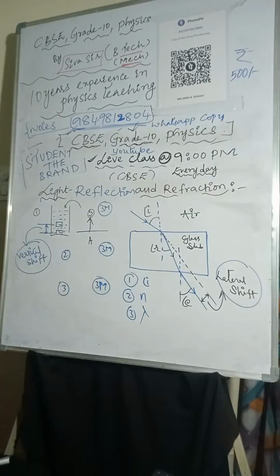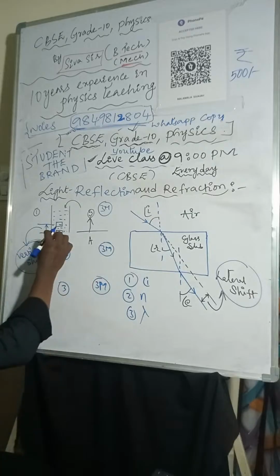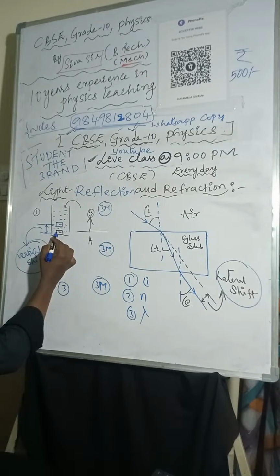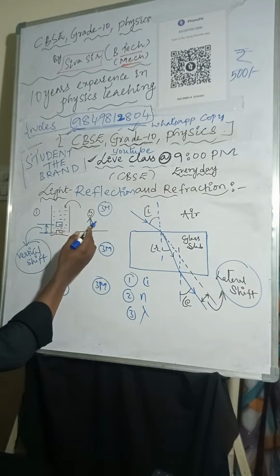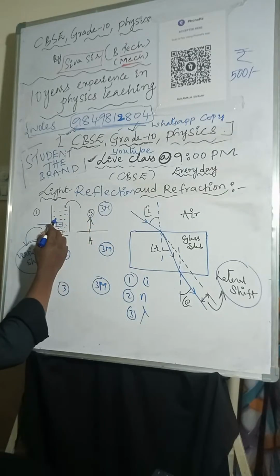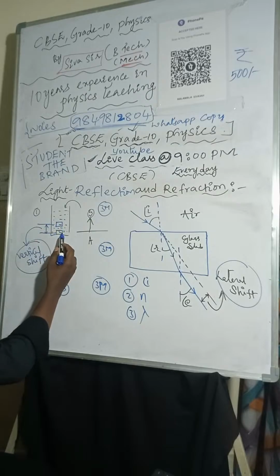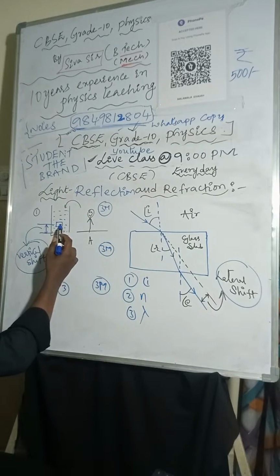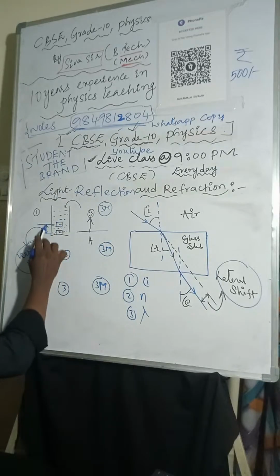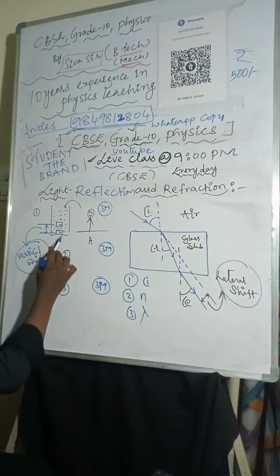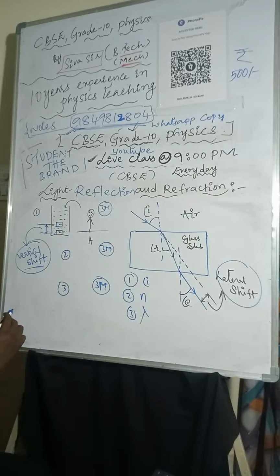Next, if the coin is placed at this position, the person is not able to see it initially. After pouring water, the coin position rises up. This is the actual position of the coin, and this is the apparent position of the coin. The vertical distance between the actual position and the apparent position is called vertical shift.